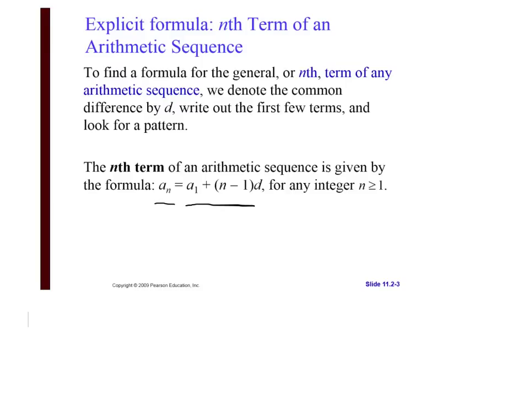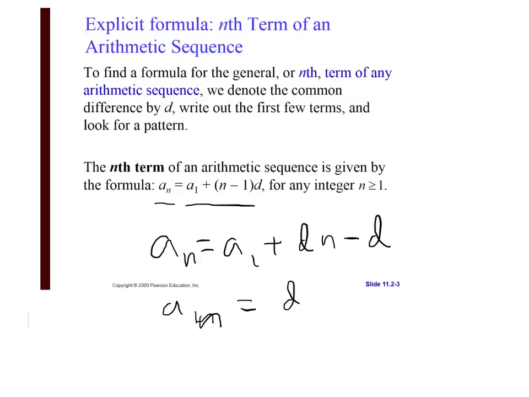What I want you to be able to think about, though, is that really all this is a linear function. If I distribute that d through, do you see that really all we have is y equals mx plus b? So a sub n equals the common difference, which is the same thing as the slope, plus the first term minus the common difference, which is the y-intercept. And that's all we're dealing with.